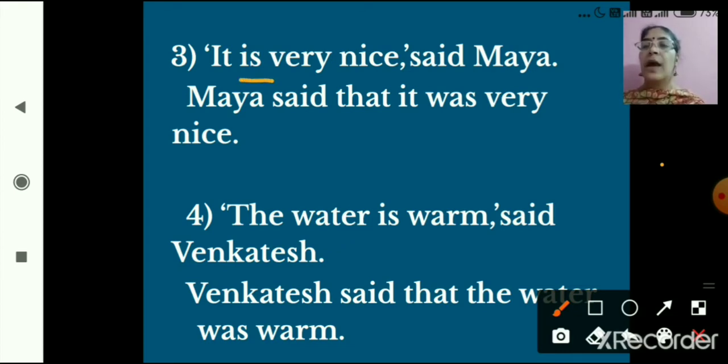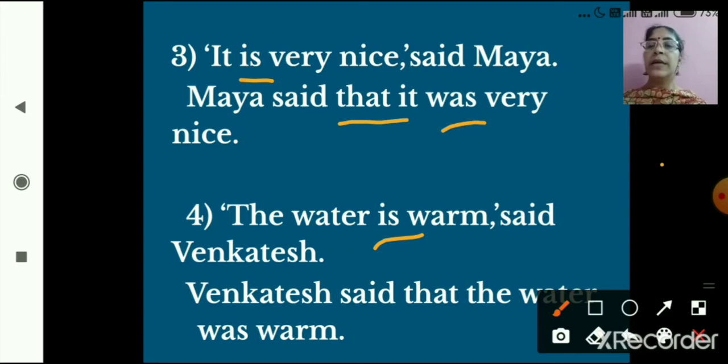It is very nice, said Maya. How will you begin? At the beginning you will use, Maya said that it was. Is will become was. Very nice. Okay. Number 4, the water is warm. So you will change is and it will become was.